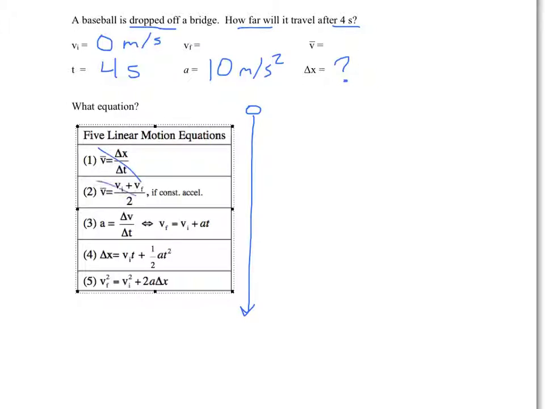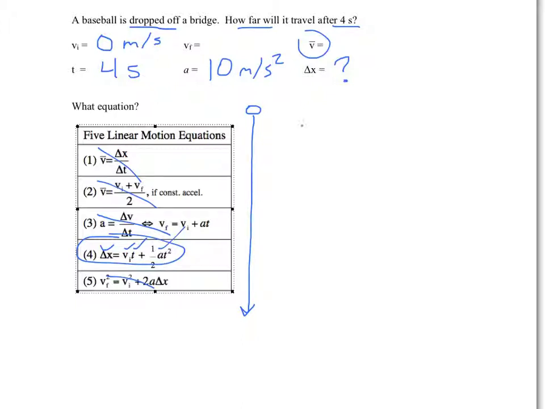So 1 and 2 are out because they require average velocity, which we don't have. Equation 3, let's see, we're looking for delta x, not even in equation 3. And equation 4 has delta x, it has vi, it has t, and it has a. That's good. Equation 5 we can't use because we do not know vf. So now we're just going to go through and plug in our numbers. Again, all our units seem to match up. Seconds, meters per second squared. They're all the same type of unit, so this should work.